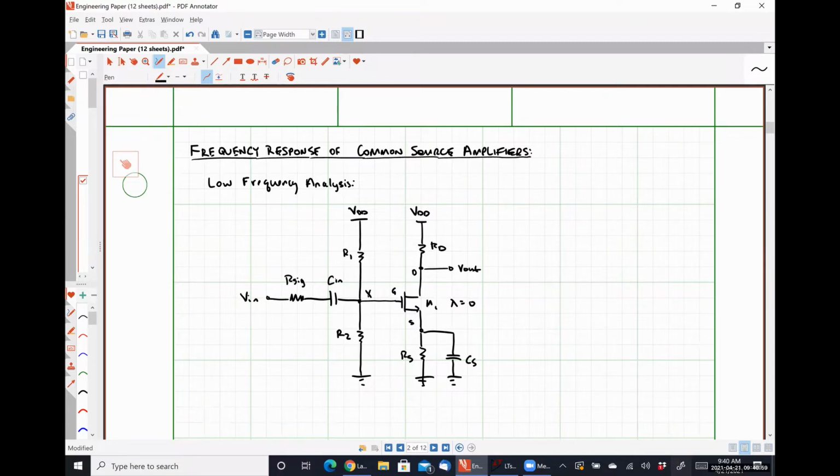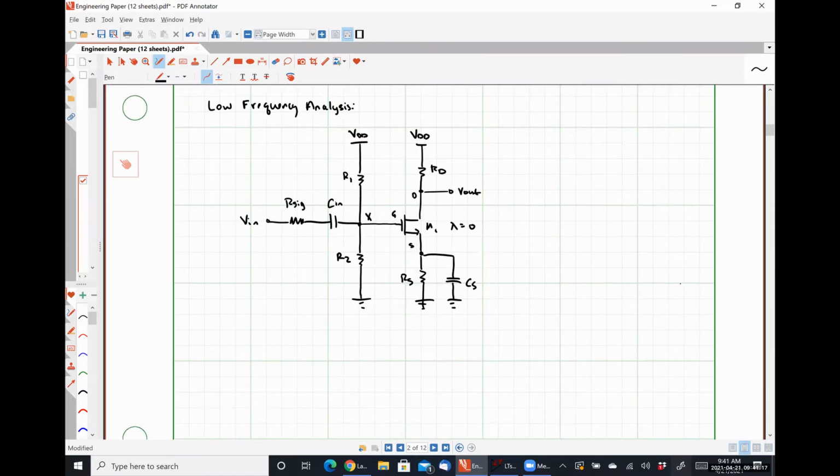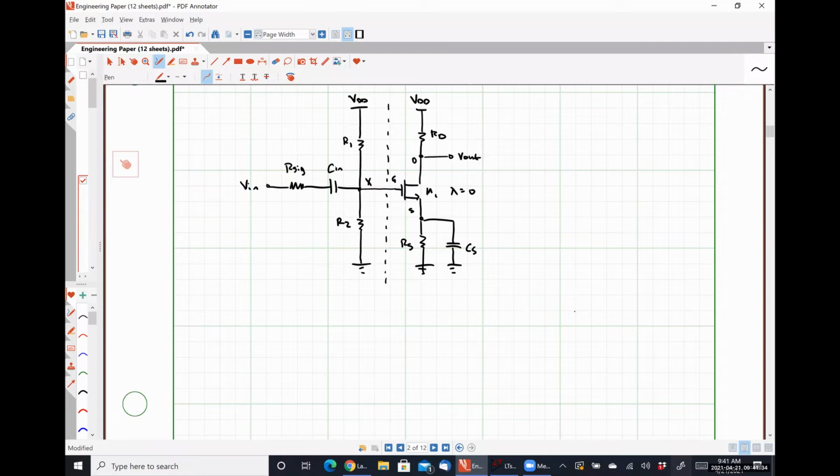To analyze this, right now, this looks like it could be a bit of a pain in the butt, and you wouldn't be entirely wrong. So what we're going to do is break things down into manageable parts to simplify what's going on. So for example, I can take this whole input section, everything to the left of that dashed line, and develop a Thevenin equivalent for it. So that would look like this.